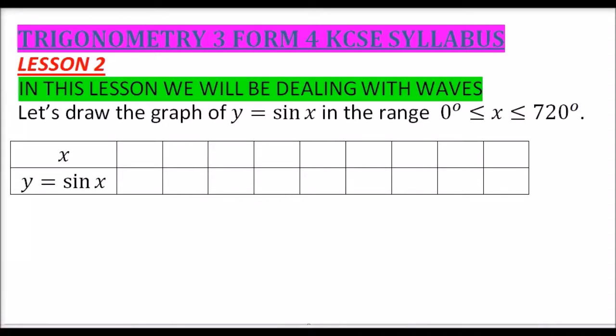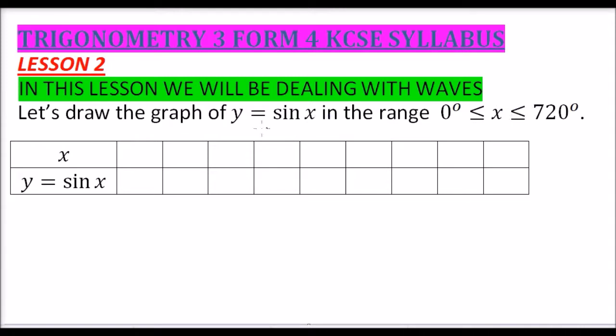So this is the second lesson of the topic trigonometric 3, which is a Form 4 topic. In this lesson, we will be dealing with waves. We are going to plot, or draw, the graph of y equals sine x in the range 0 degrees less than or equal to x less than or equal to 720 degrees.